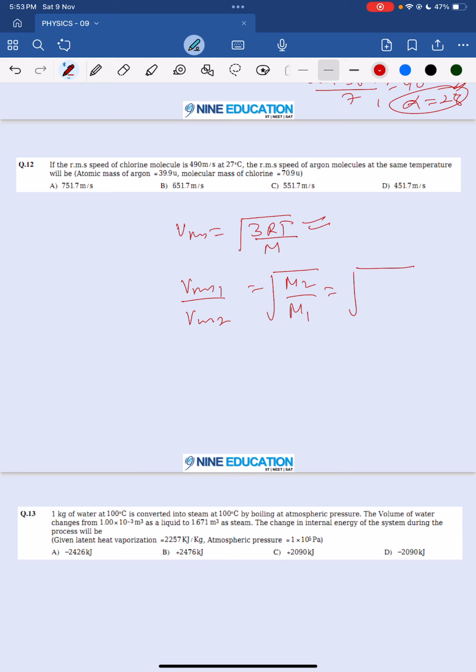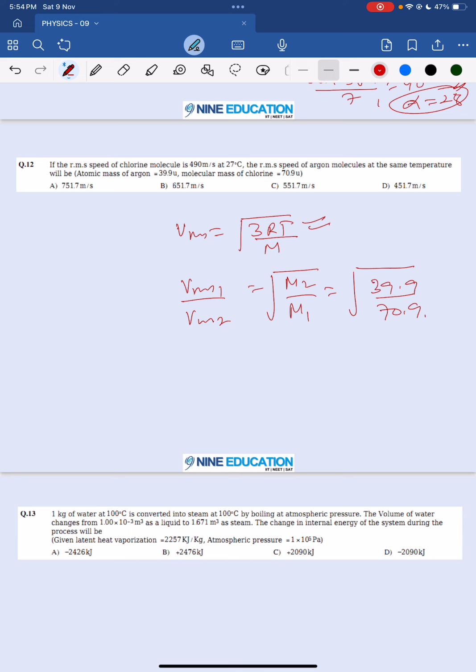Sir, root M2, you had told us, what is it, children? So they are saying the speed of chlorine is 490, and this we have to figure out, right? So this is going to become root M2 by M1. What is M2 here? Chlorine is there. So for argon, what is the mass of argon, children? It is 39.9, correct? So 39.9 divided by, it is going to become 70.9, correct?